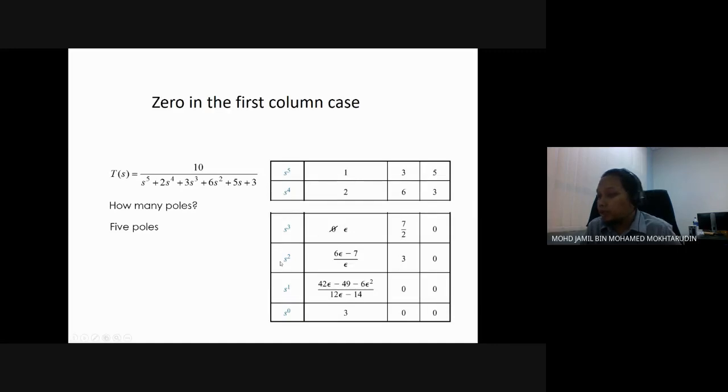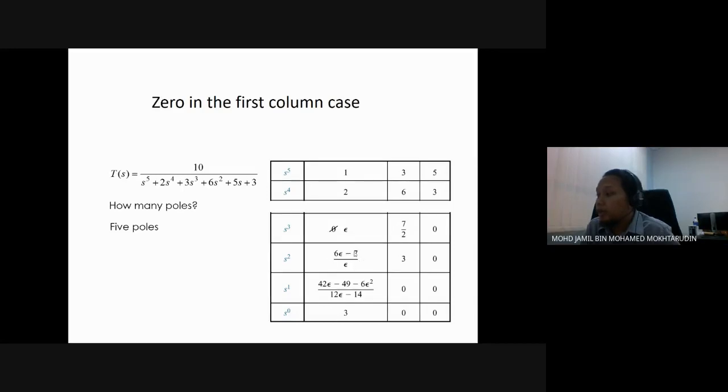And then for the next row, the row s2, you continue the calculation as usual, but now you use the epsilon. Okay, so for this box you need to calculate the determinant. The determinant comes from the values 2, epsilon, 6, and 7 over 2, and then divided by epsilon.